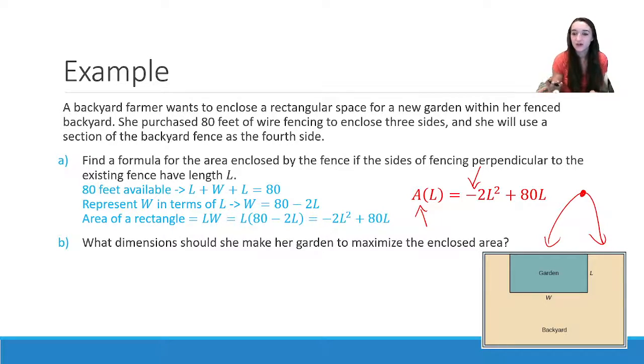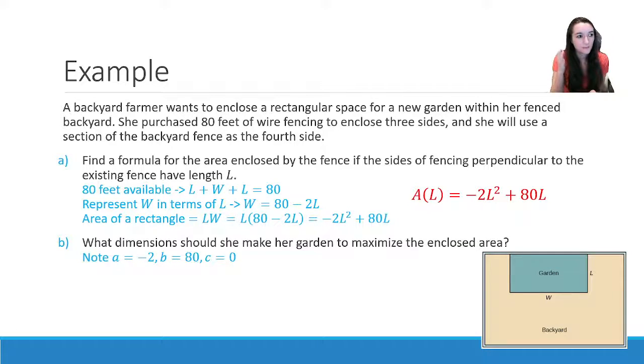So to get the maximum area, I want the maximum value, maximum y value, or A value in this case, that the equation is going to output. So I just need to figure out, where does the vertex occur? So where is the vertex of this equation? To figure out the vertex in general form, I use my negative b over 2a. So a is negative 2, b is 80, and c happens to be 0 in this case.